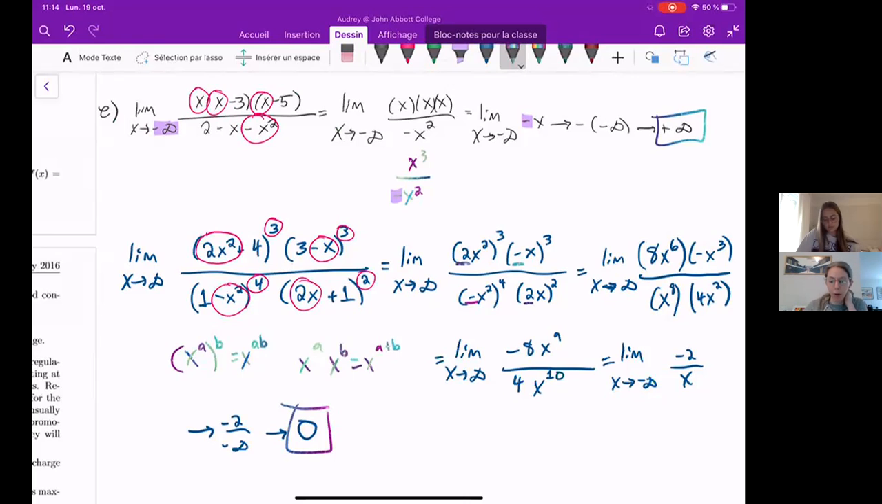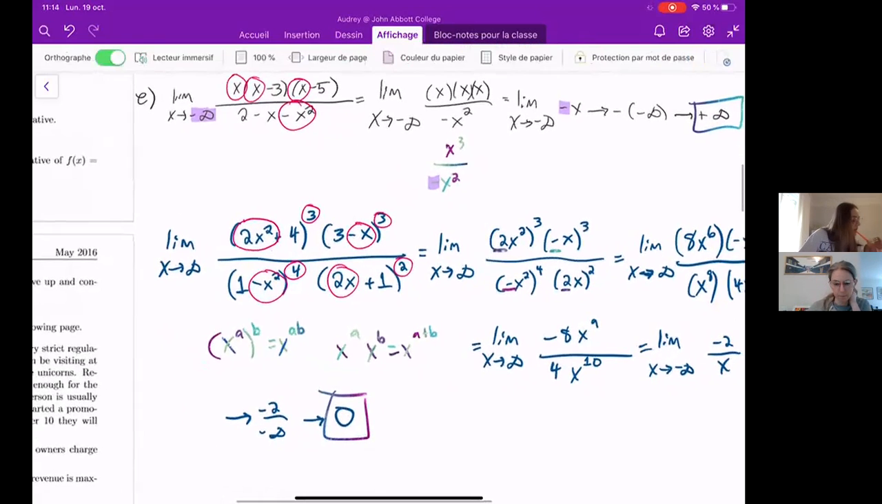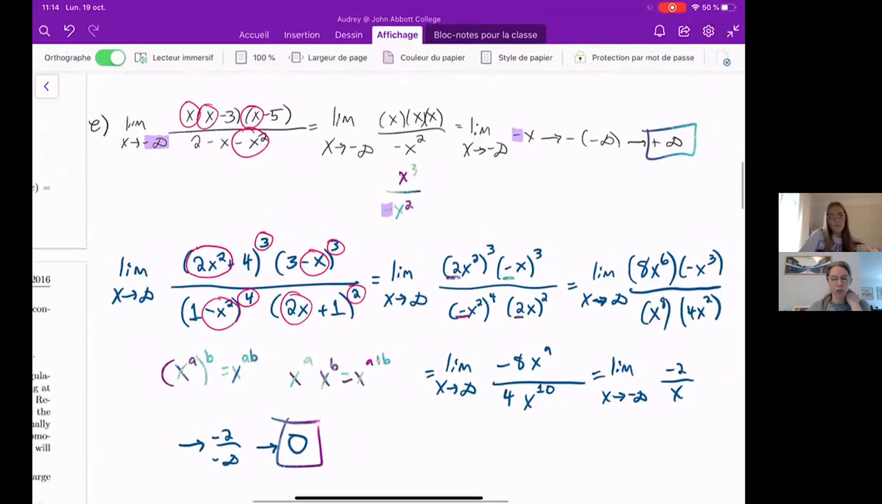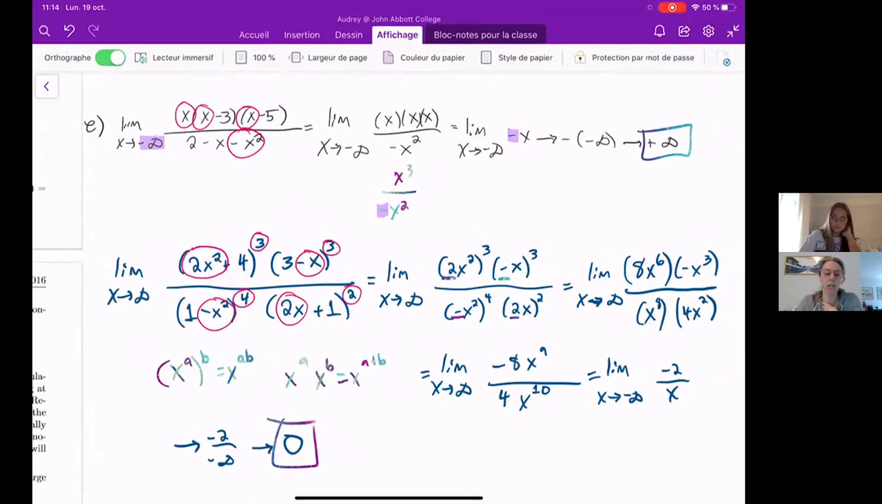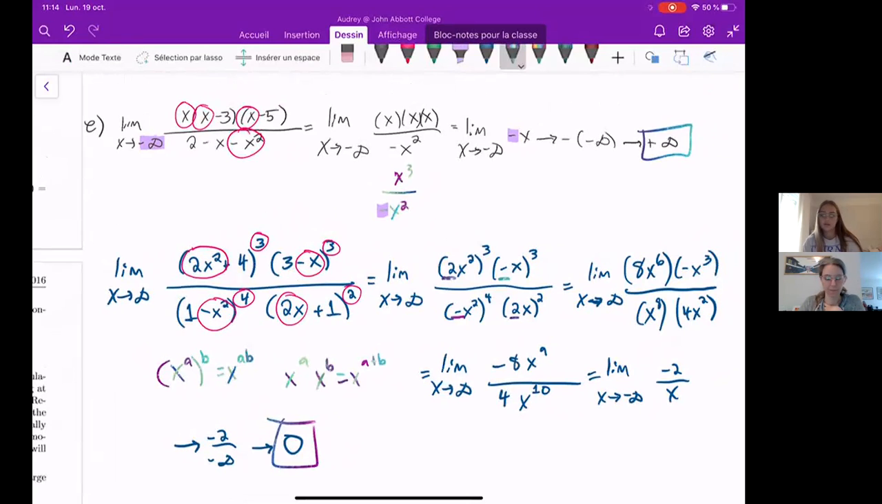Okay, any questions about these limits at infinity? So question, in the one from the actual test, that first question, does that function have a horizontal asymptote? No, because our answer was infinity. When we get infinity or negative infinity, there is no horizontal asymptote. What about in the second one? Is there a horizontal asymptote? What was my answer?